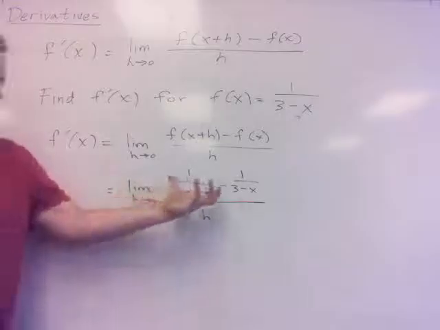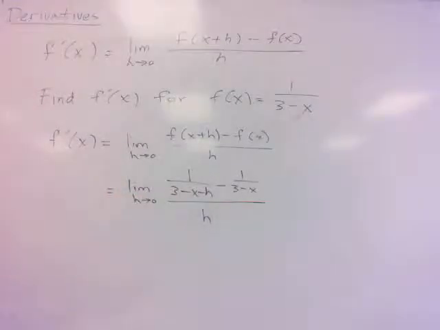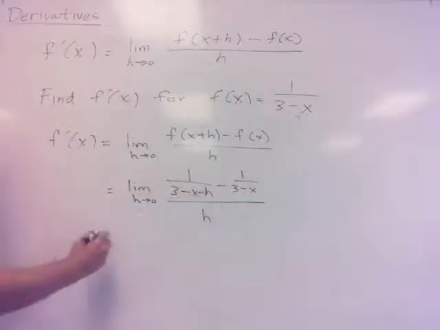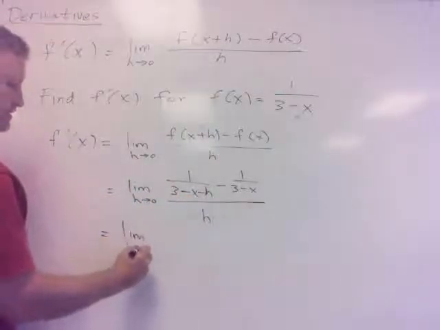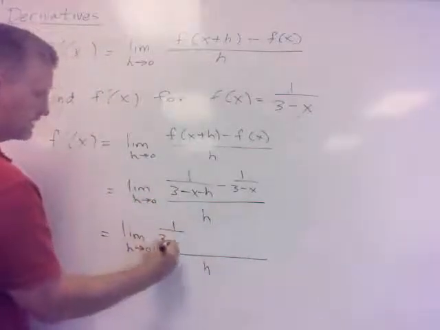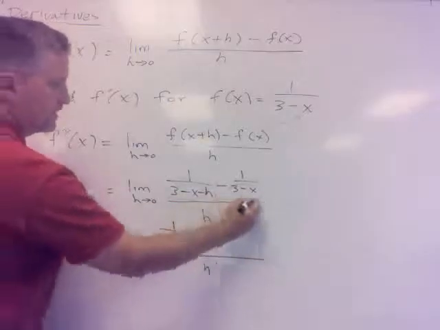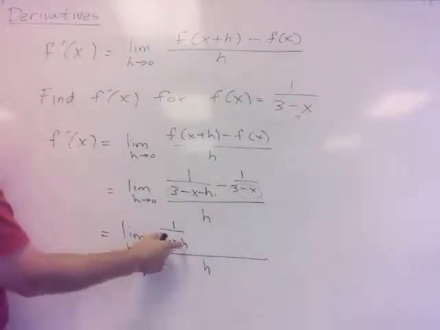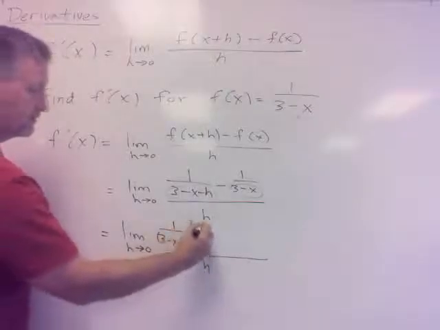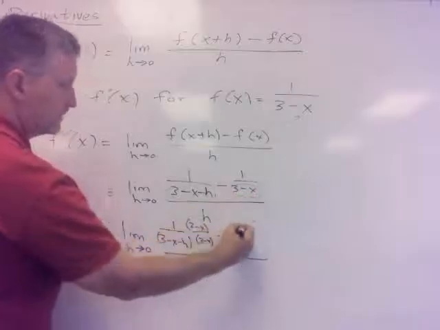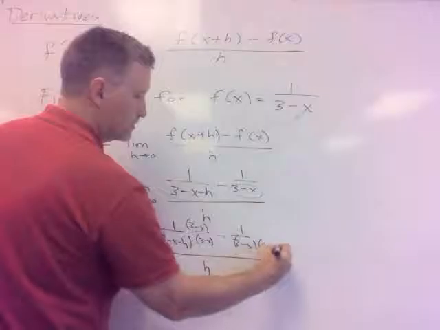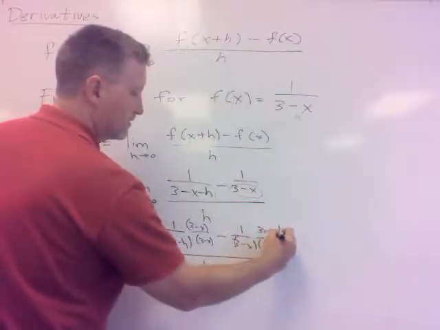Well, it's a complex fraction, and the complex fractions we did what? Well, we got a common denominator on top, right? So the limit as h approaches 0, this is all over h, so the first one, I need to make these two denominators kind of come together, right? So I need to multiply this one by 3 minus x on bottom, so I have to do that on the top. And then this one, it's got 3 minus x, so I need to multiply it by the 3 minus x minus h. And that way I'll have a common denominator there on top.